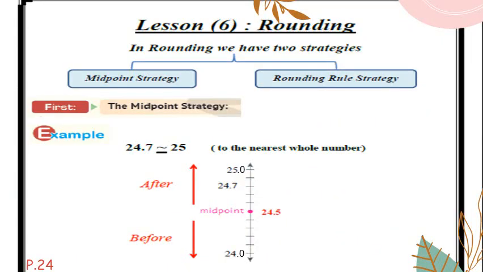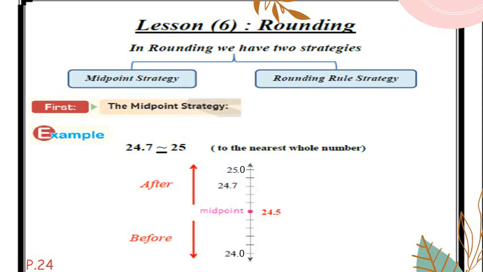Rounding. To round decimal numbers, we have two strategies, midpoint strategy and rounding rule strategy. Let's start with midpoint strategy. In this strategy, we have to use the vertical number line. And we have only three numbers on this number line. Smaller number, and you have to write it down. Greater number, and you have to write it up. And finally, the midpoint, which is at the middle of the number line.